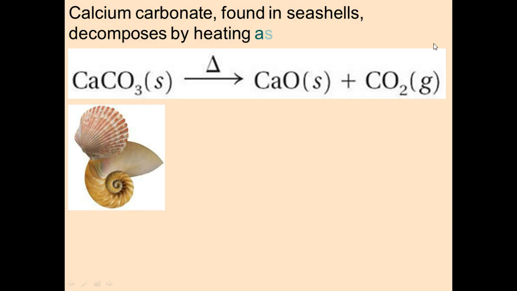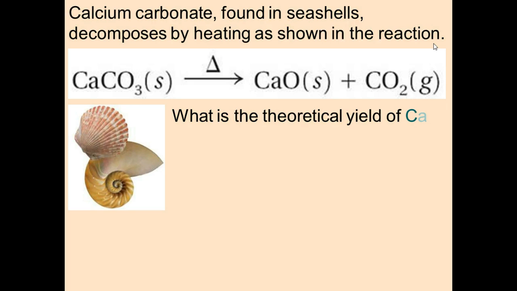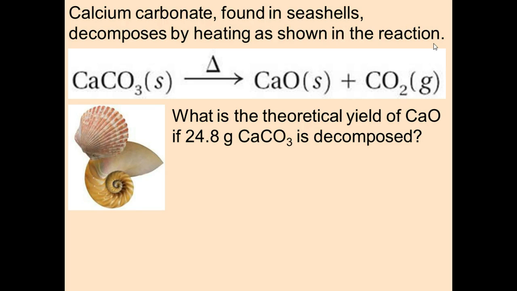Here's our first problem we're going to do together. Calcium carbonate found in seashells decomposes by heating, as shown in the reaction. We have CaCO3, and it decomposes into CaO and CO2. What is the theoretical yield of CaO if 24.8 grams of CaCO3 is decomposed? We have this many grams of the reactant, and we need to find out how much CaO is produced. Again, we use all the stuff we learned earlier in this unit.